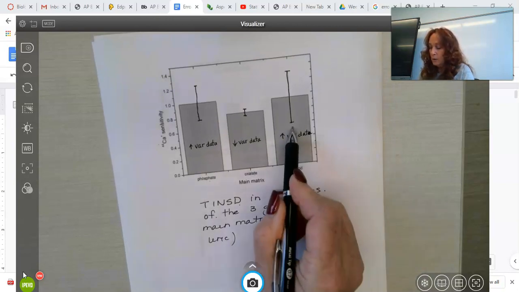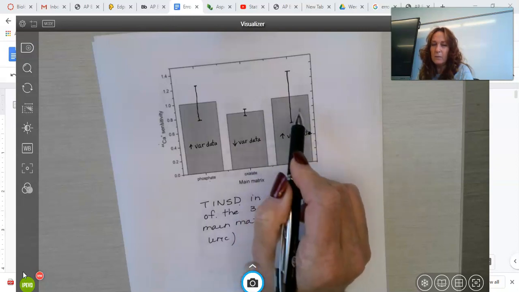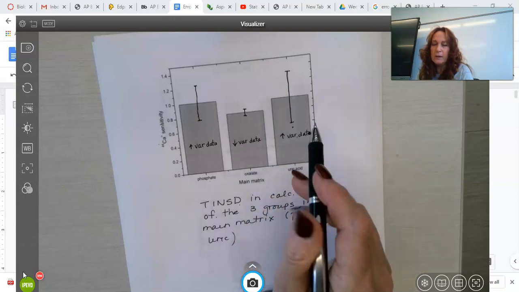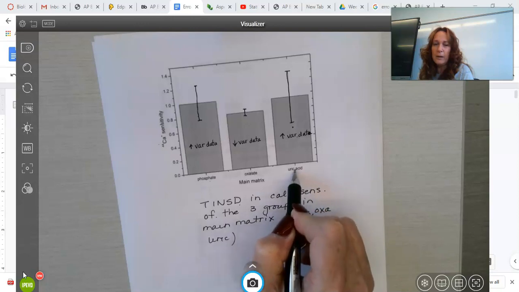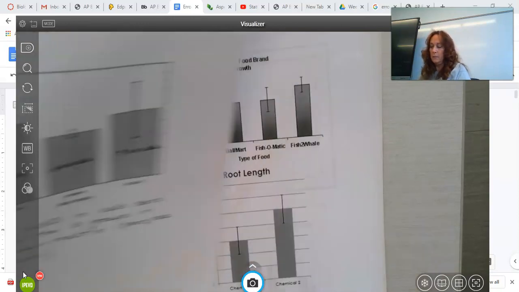Although, you sure do have a lot of variation in that data. Like, there's a lot of differences in the measurements around uric acid. Not a lot around oxalate.